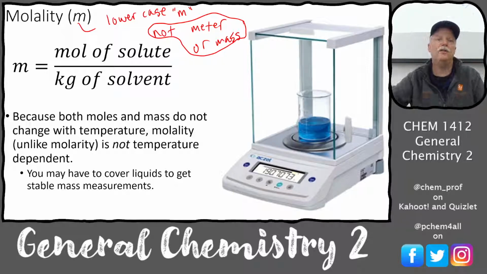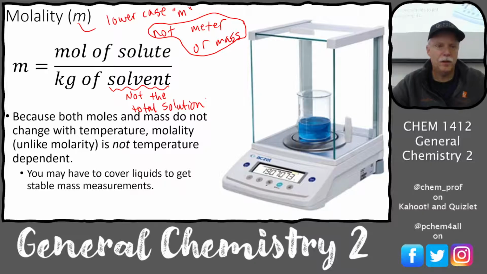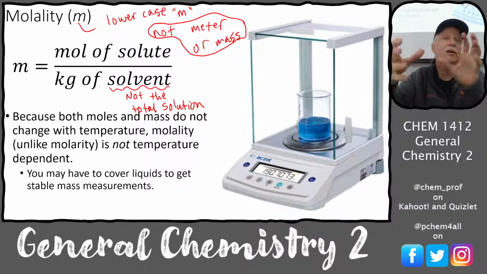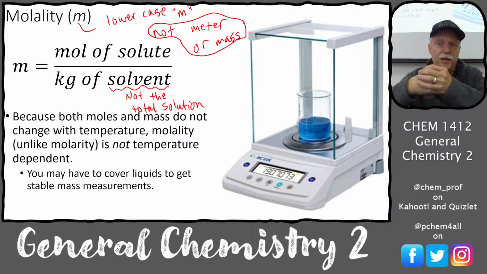It's moles of solute per kilogram of solvent. So notice this is different. This is not the total solution. This is very nice because masses are not temperature dependent. So I can use a balance for all of my concentrations. And I can put my beaker on there. I can pour in the liquid so I know how much solvent I'm using.